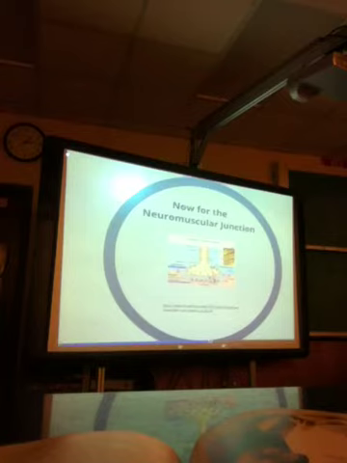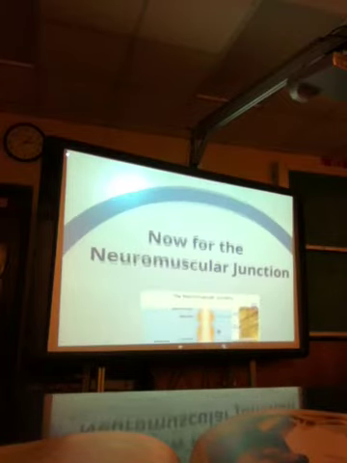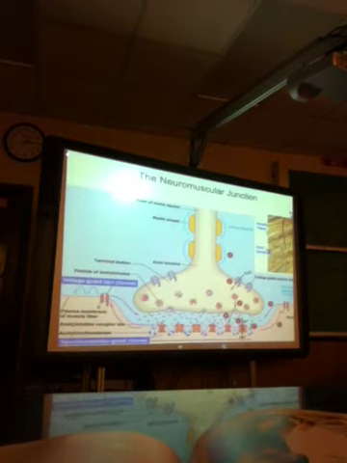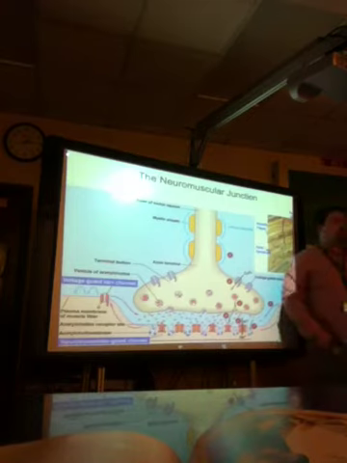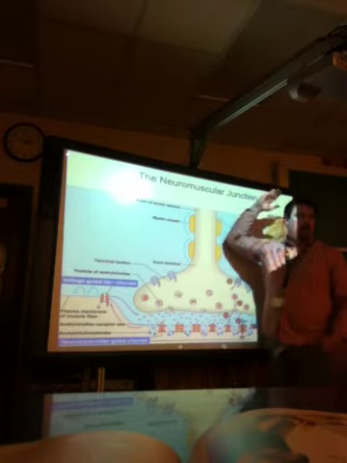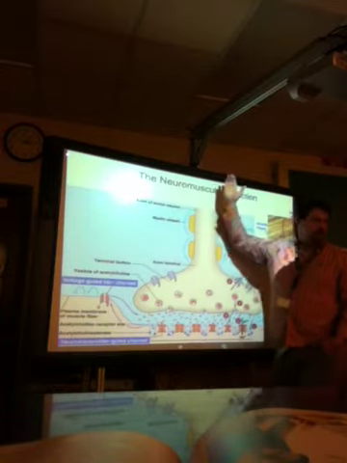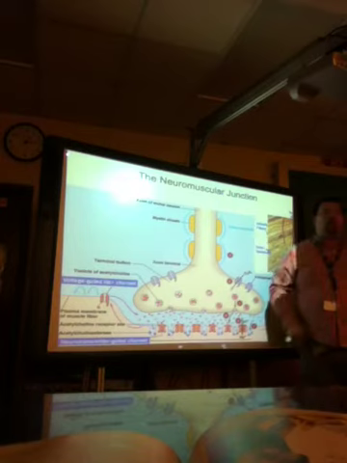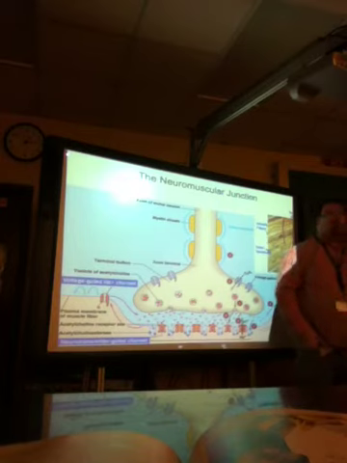Now, neuromuscular junction. Look at the term. Neuromuscular junction. What is it? It's where a nerve meets a muscle. What kind of nerves are we going to be talking about then? Neurons. What kind of neurons?